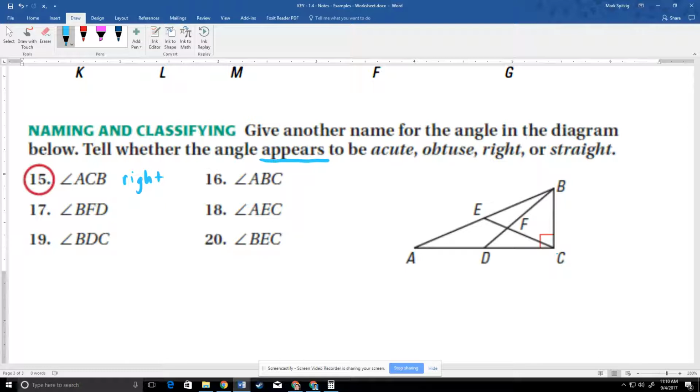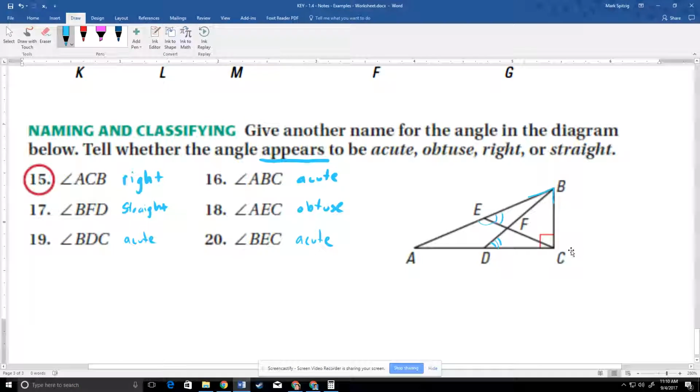Number 16 is ABC. This angle looks acute, so we're going to go with acute. BFD is a straight angle. It's all on a straight line. AEC, right here, appears to be obtuse. BDC appears to look acute. BEC, again, I should have done more markings, but BEC appears to look acute as well.